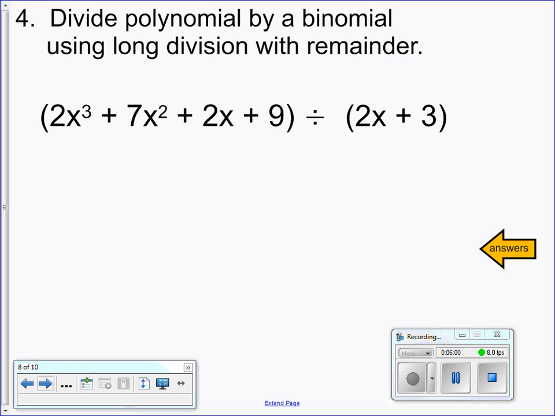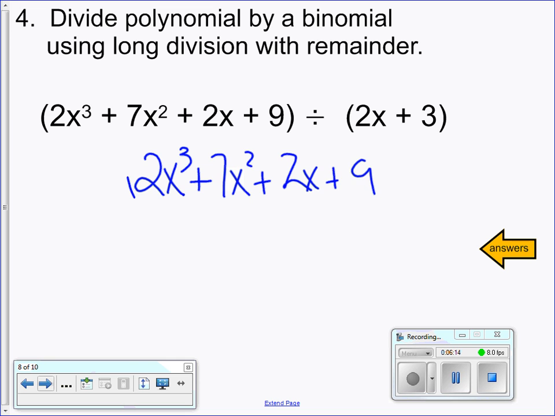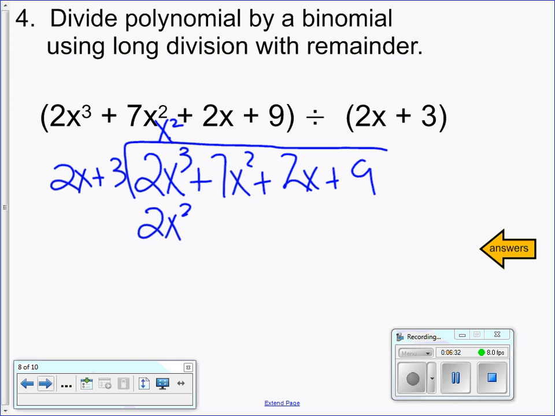Now, sometimes we have a remainder. So let's try one with a remainder. So 2x cubed plus 7x squared plus 2x plus 9, all divided by 2x plus 3. So 2x cubed divided by 2x is going to be x squared. X squared times 2x is 2x cubed. X squared times 3 is 3x squared. Subtract the whole thing, and I get 4x squared.